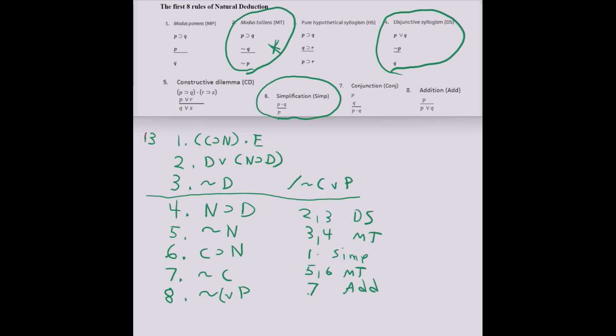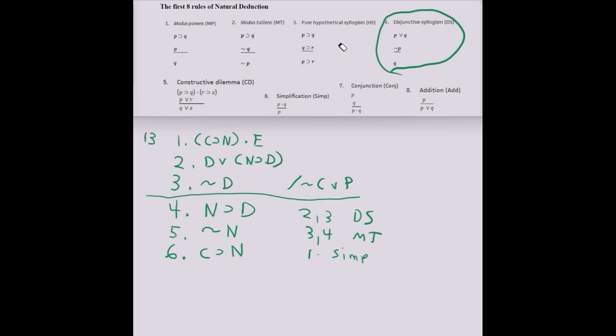So let's think about what that might have looked like. If you're solving on your own, you might have done something different. So I'm going to erase these last two steps of the proof. And let's take a look at what we have here. Notice we have if C then N, and if N then D. If you remember the way that pure hypothetical syllogism works, that's exactly how it works.